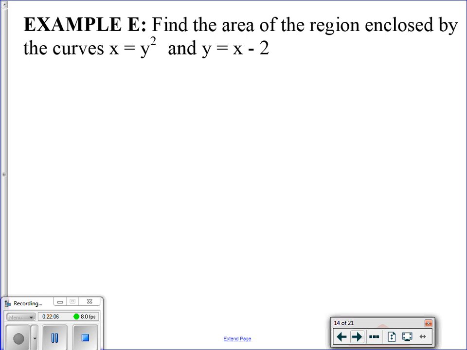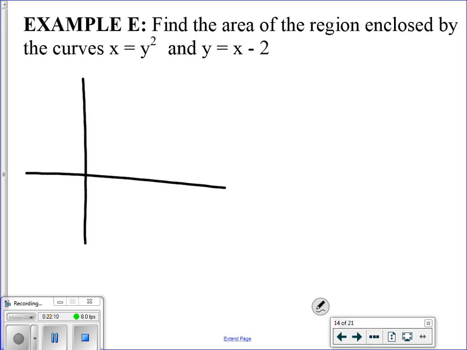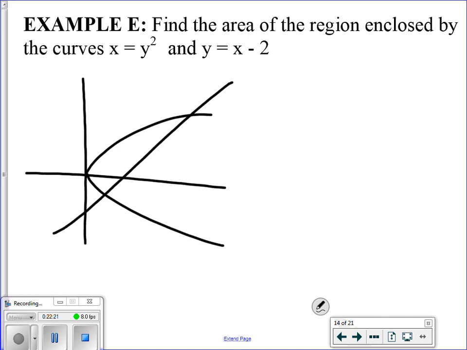Okay. Find the area of the region enclosed by the curve x equals y squared. That's this. And y equals x minus 2. So that line would have a slope of 1 and a y-intercept of negative 2. So something like that. This is not exact. And so we're looking for the area of the enclosed region. So all this area.